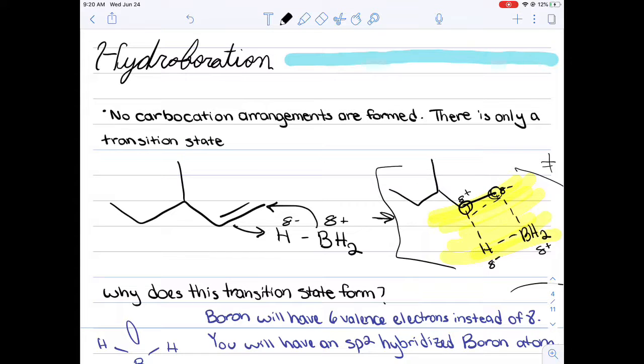And because I've been stating that hydrogen has a partially negative charge, this carbon atom is going to want to form a bond with that hydrogen. This carbon atom is going to want to form a bond with this atom.